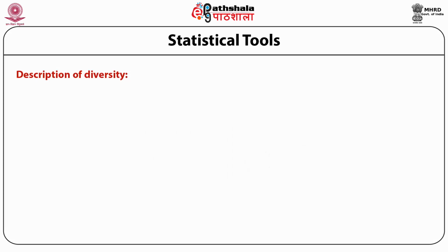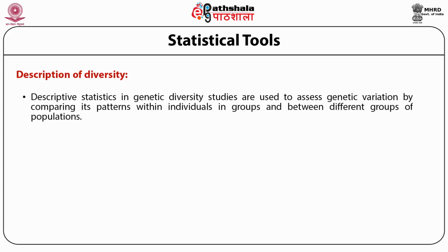Description of diversity. Descriptive statistics in genetic diversity studies are used to assess genetic variation by comparing its patterns within individuals in groups and between different groups of populations. Any population genetics question is answered by first finding out what is called population diversity data comprising expected genotype frequencies. The prediction requires finding out the observed genotype frequencies and allele counts.